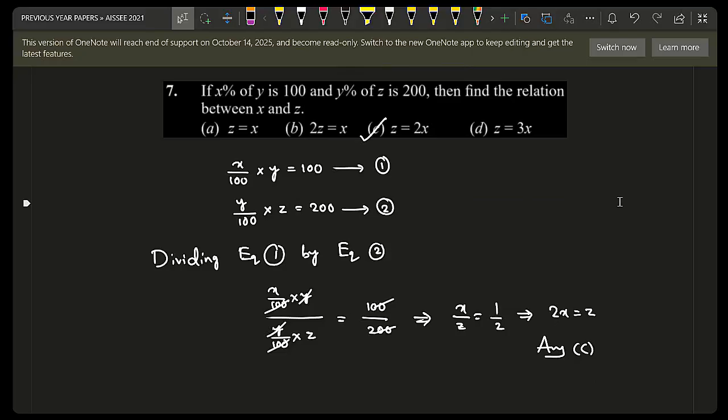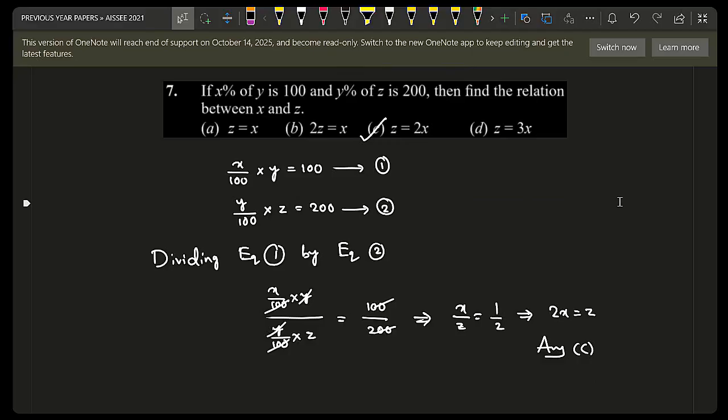They are asking the relation between x and z, right? That means y should be eliminated. In order to eliminate y, I am doing division, equation 1 by equation 2. Why am I doing that? If I do the division, y gets cancelled, right? So in order to cancel y, I did the division.